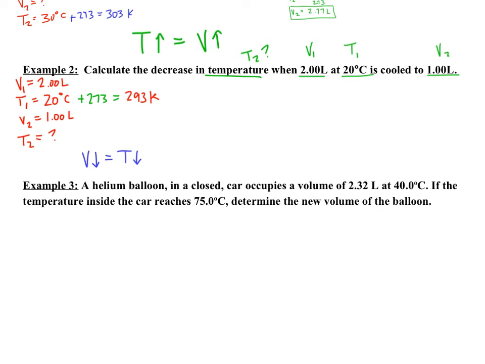All right, so the equation says V1 over T1 equals V2 over T2. So now we substitute. For V1, I'm going to plug in 2 liters. For T1, my new temperature in Kelvin is 293, equals V2 is given to me, my new volume is 1 liter, and the new temperature is unknown. So T2, I'm going to leave it as T2.